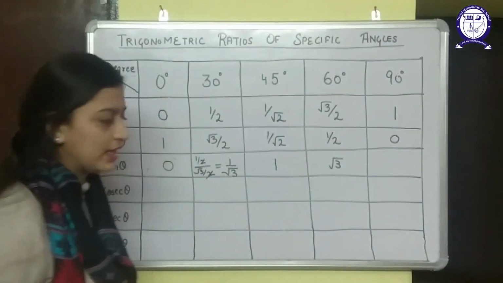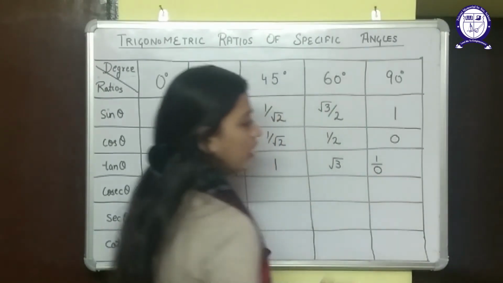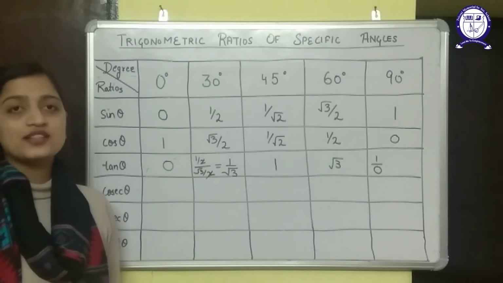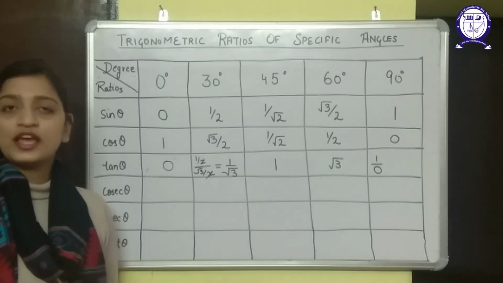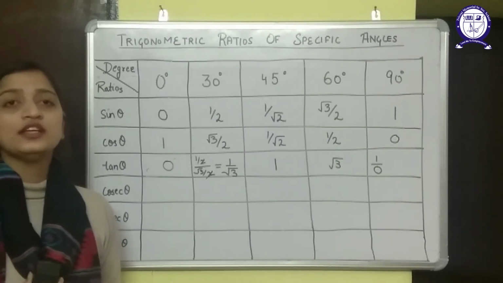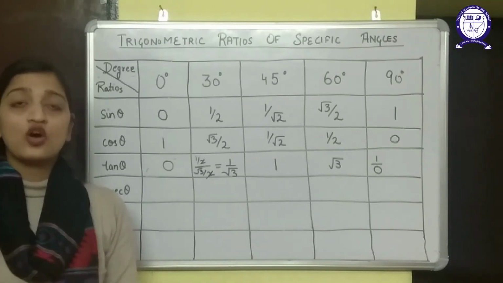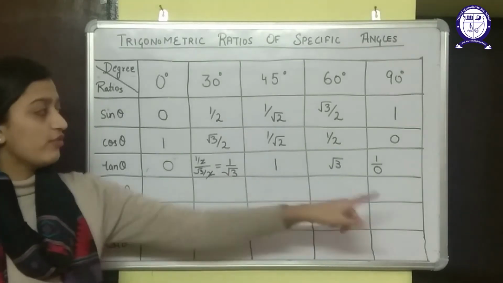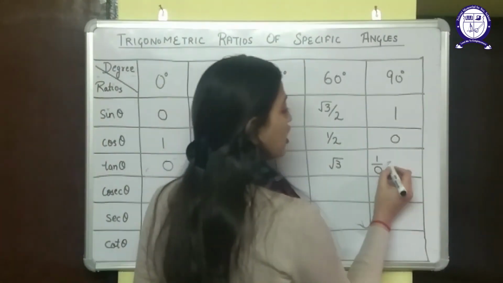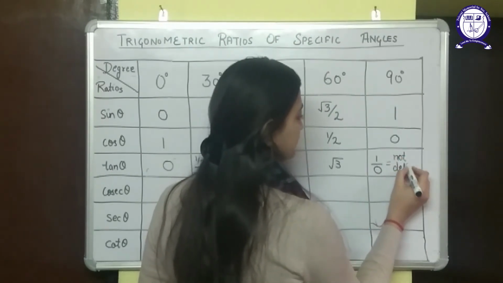And for the last one, this is 1 upon 0. Whenever we have 0 in the denominator, the answer is not defined, because we cannot have the denominator as 0. We always learn that in rational numbers, or you can say in a fraction, the denominator is always non-zero. So whenever we get the denominator as 0, the answer becomes not defined.